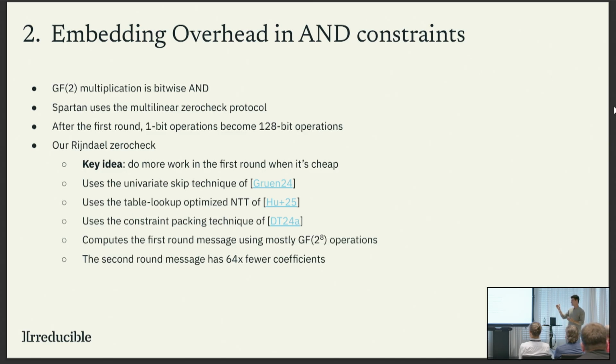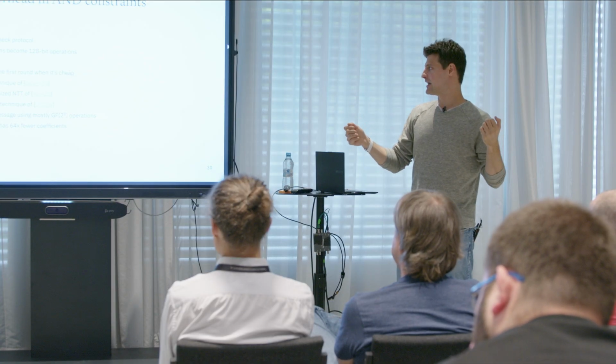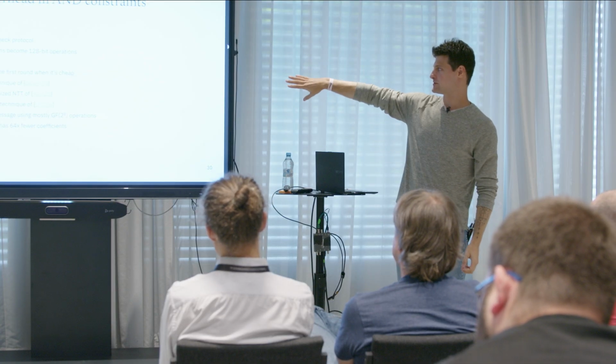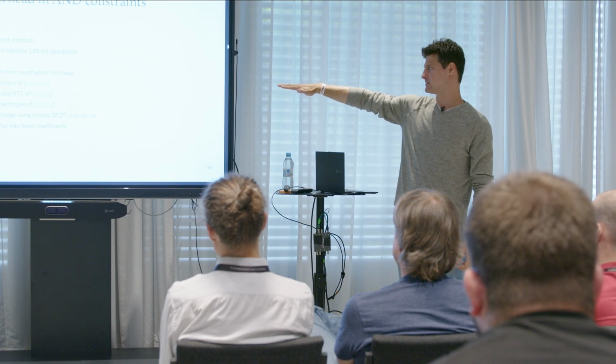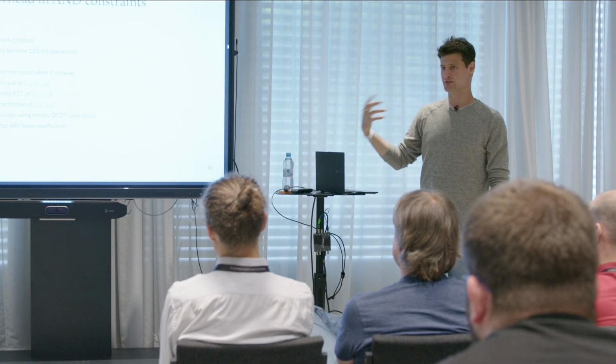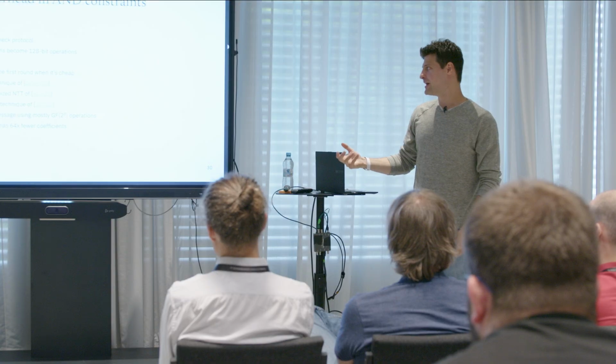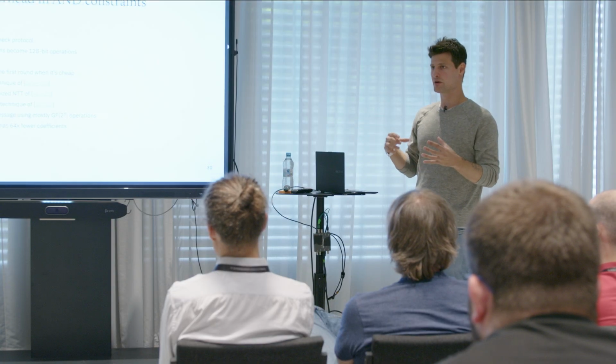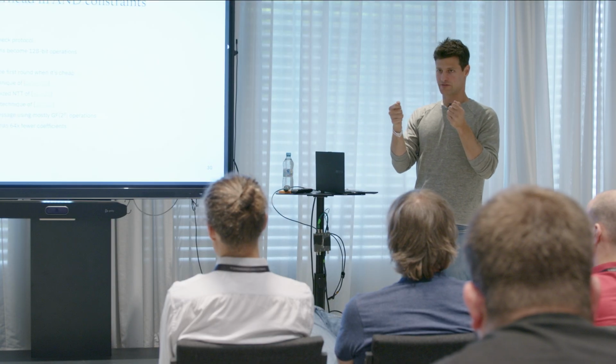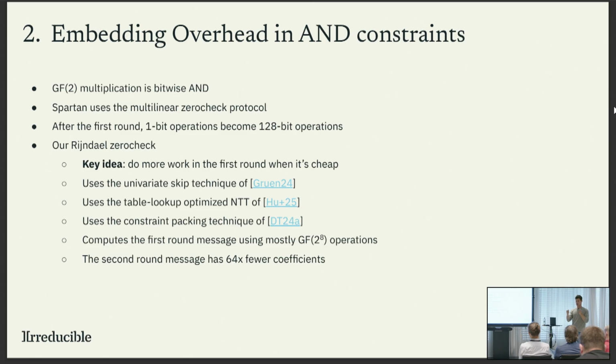So we combine a bunch of different ideas to essentially maximize the amount of work we can do in that first round. And that first round is special because there's no challenge introduced yet. And so we start from a technique in the Gruen 24 paper, which is improvements to the zero-check protocol, and then add a couple other ideas. So if we want to do small FFTs over 64 one-bit values, we can pre-compute tables for all those instead of actually computing them every time.